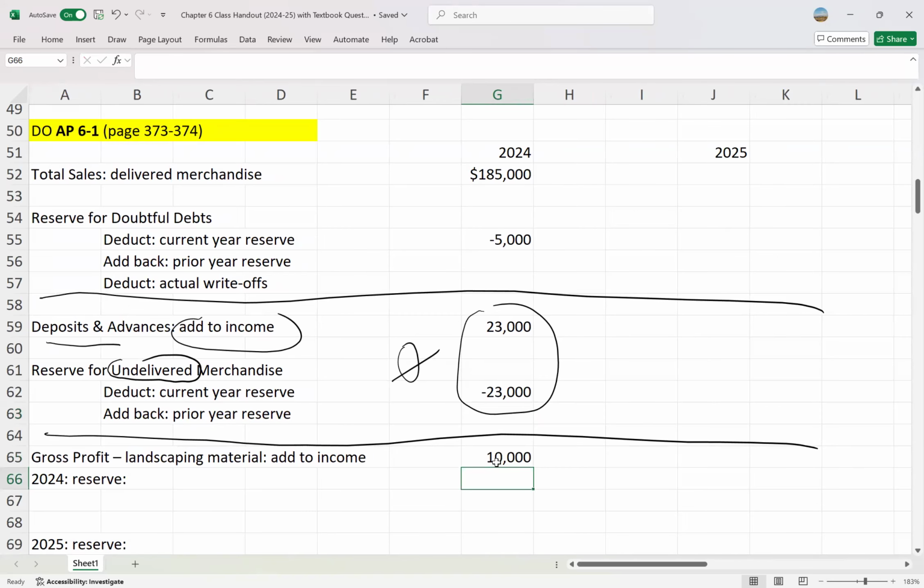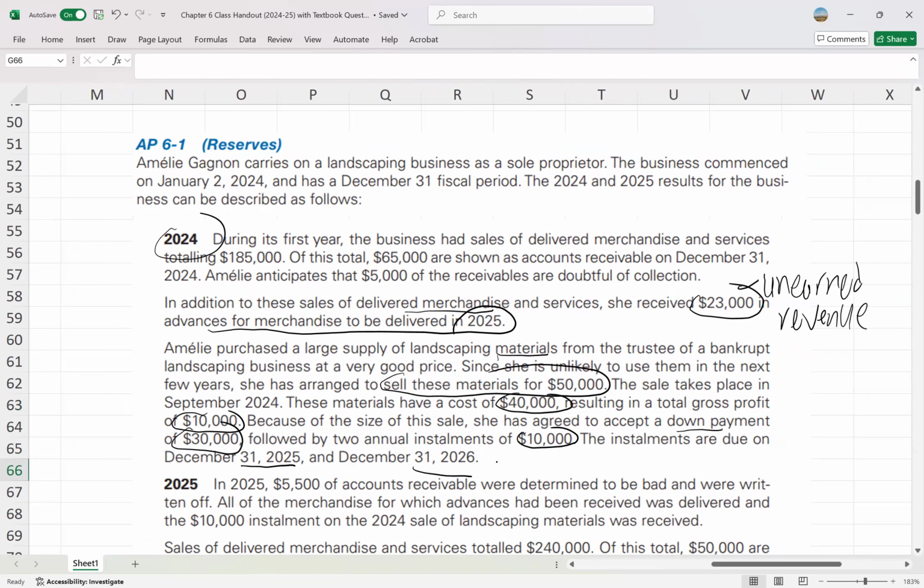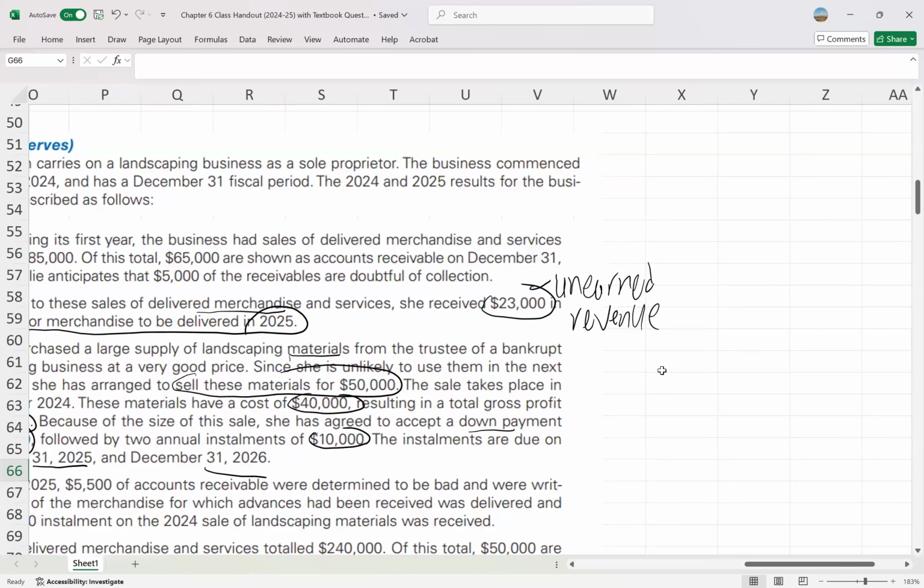But let's see how that 50,000 was paid. Because of the size of the sale, she agreed to accept a down payment of 30,000, so 30,000 this year, and then 2 annual installments of 10,000 each. The first installment will be due December 31st, 2025, and then the last installment, December 31st, 2026. So she sold it for 50,000, minus the 40,000 cost of goods sold. So the gross profit was 10,000.